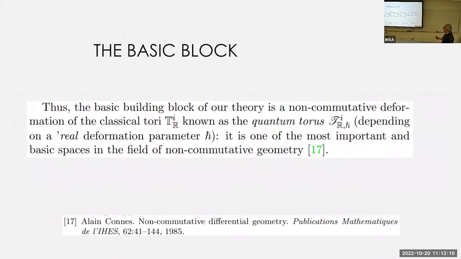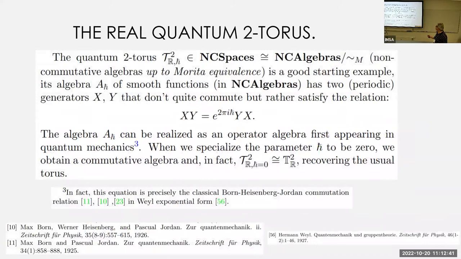Now I have to go into the basic building block. Of course, I have to make you love the quantum torus. So you already love the torus. If you like the torus, you like the quantum torus. Now you have the quantum torus, and this one depends on the deformation parameter h bar. It's one of the most basic spaces in non-commutative geometry. So, the real quantum two-torus.